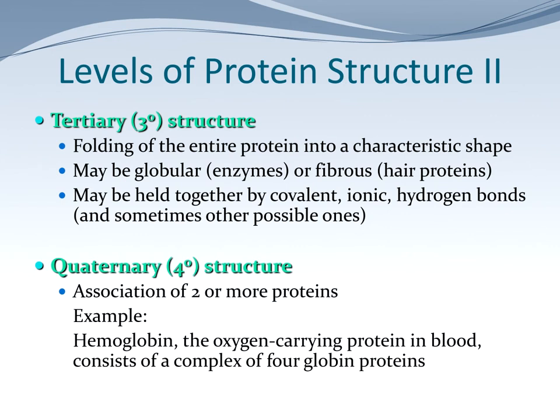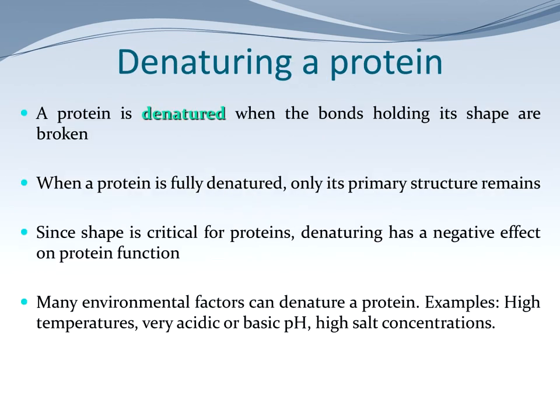Hemoglobin is an example of a protein quaternary structure. Hemoglobin consists of 4 globin proteins associated together and working together as a single unit. A protein is denatured when some or all of the chemical bonds holding together its three-dimensional shape are broken. When a protein is fully denatured, only its primary structure remains. Since shape is critical for proteins, denaturing usually has a negative effect on protein function.